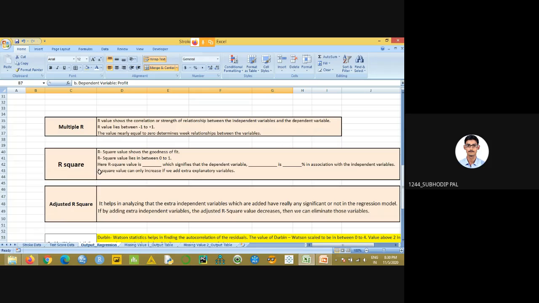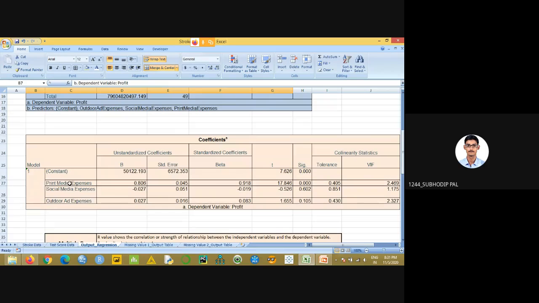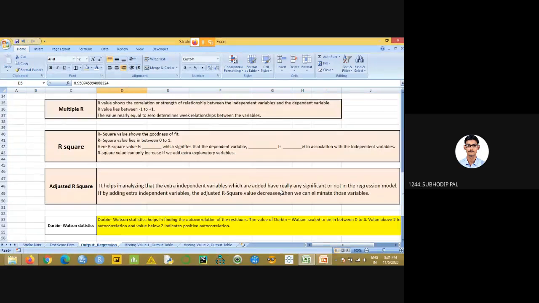Next, another interpretation is R square value will only increase if we add an extra explanatory variable. Explanatory variable is another name for independent variable. So how many independent variables are here? 3, right? This R square value will increase if we add, suppose, one more variable. The R square value will increase. Got it? It means on an increase of the variable, the value will increase only.